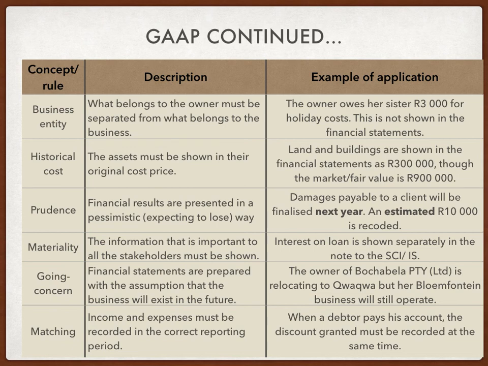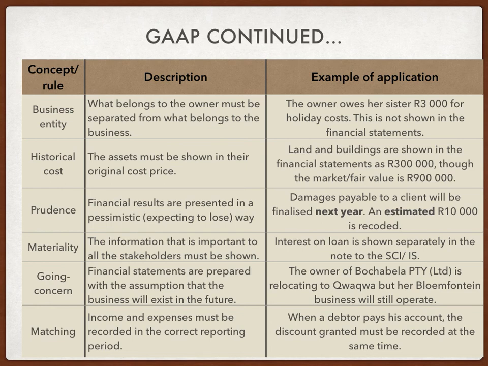Third on the list is what we call prudence principle. According to this, financial results are presented in a pessimistic way. Pessimistic meaning you expect to lose something. For example, damages payable to a client will be finalized next year. However, a business records 10,000 as it expects to lose that much.